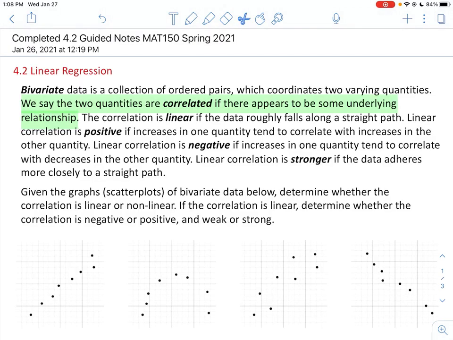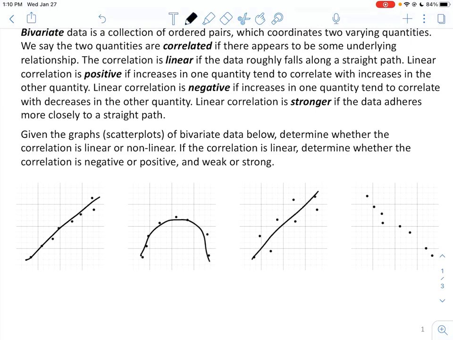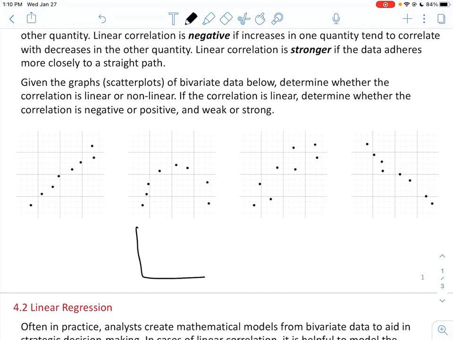We say that the two quantities are correlated if there appears to be some underlying relationship. Now in all four of these images here, there does appear to be some underlying relationship. Looks like we're following a line, a curve, maybe a line but less closely, a different line. So there does appear to be correlation in all of these. No correlation would be a scatter plot that had points just sort of all over. There didn't appear to be any sort of underlying pattern. We would say there's no correlation there.